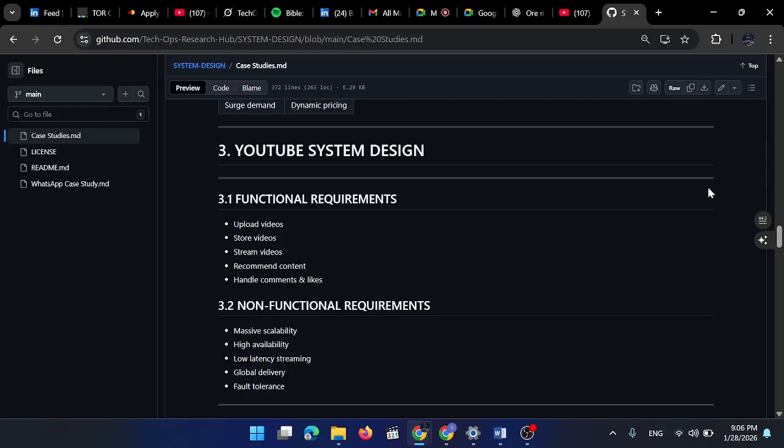So something about YouTube system design is that there are functional requirements and non-functional requirements, just like we had looked at Uber, right? Are we here? Hello. Okay. Are we together? Yeah, we're together. Okay.